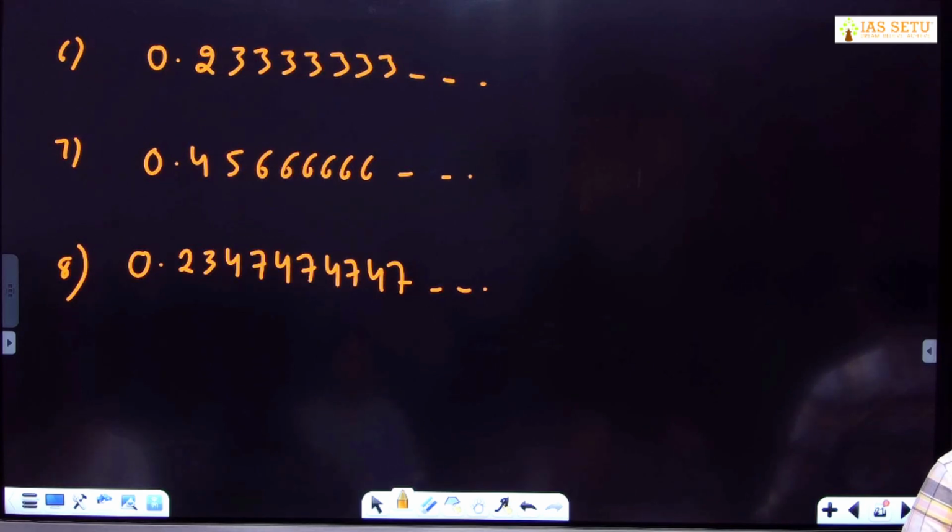Once you understand type 2, type 3 is much easier. टाइप 3 में फिर दिक्कत नहीं आएगी आपको, टाइप 2 अगर हो जाएगा तो.